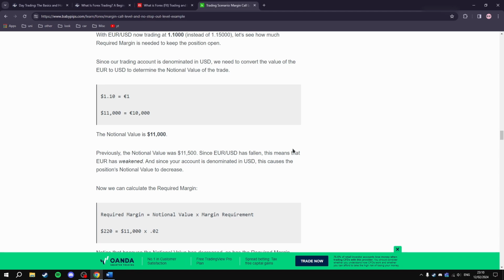Previously, the notional value was $11,500. Since EUR/USD has fallen, this means that the euro has weakened, and since your account is denominated in USD, this causes the position's notional value to decrease.